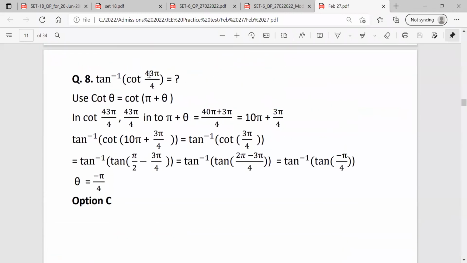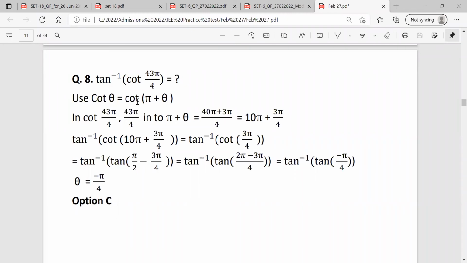We have tan inverse of cot 43 pi by 4. We know cot theta, we can rewrite this as cot of pi plus theta. So 43 pi by 4, how are we going to rewrite this? We can solve this question in different ways. We can write 43 pi by 4 as 40 pi plus 3 pi over 4, so that the 4 gets cancelled and we can rewrite this as 10 pi plus 3 pi by 4. So tan inverse of cot 43 pi by 4 becomes tan inverse of cot of (10 pi plus 3 pi by 4).